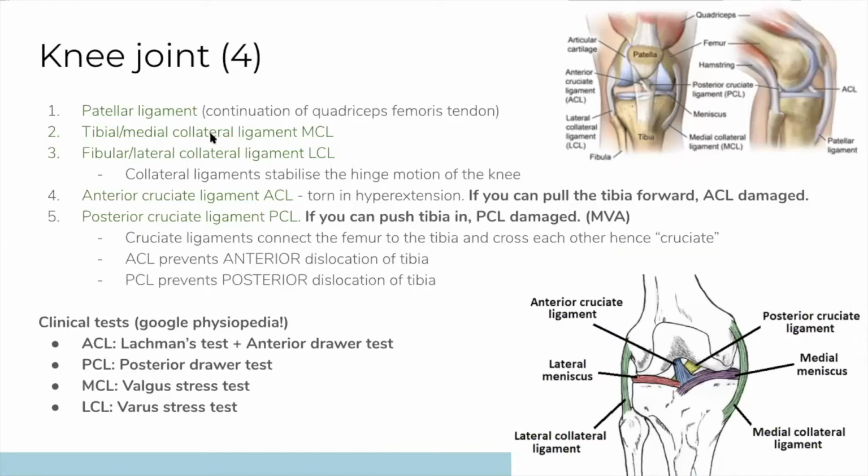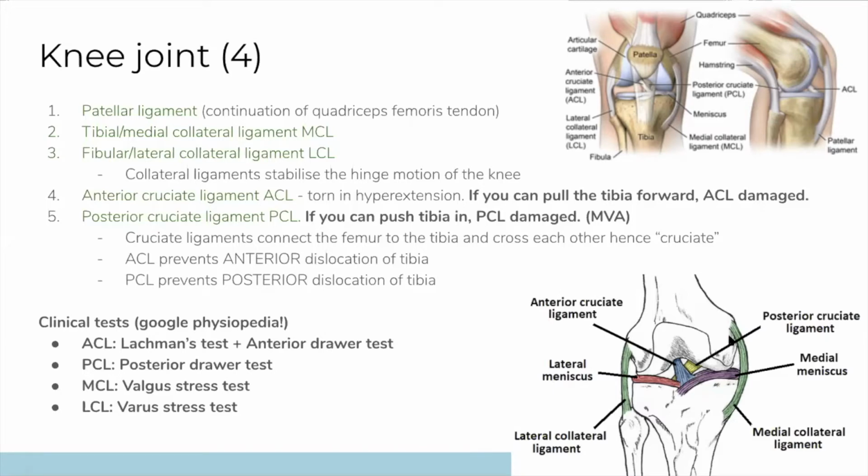So the collateral ligaments stabilize the hinge motion of the knee so that the knee can flex and extend well. And the cruciate ligaments, cruciate means cross, so they connect the femur to the tibia and basically prevent the 2 bones from moving too much. But yeah, you can see here the anterior cruciate ligament, PCL, these cross in the middle, whereas the collateral ligaments are around the outside at the epicondyles, as we talked about before, the epicondyles of the femur.